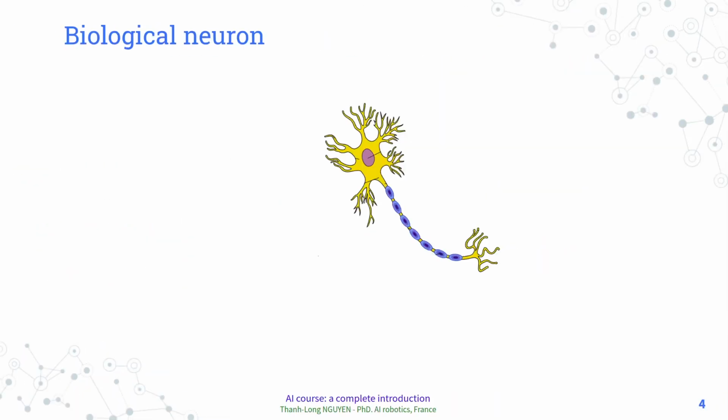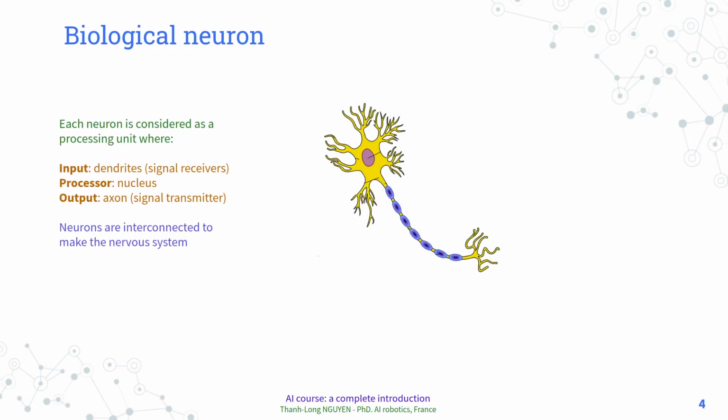Now let's look at the detail of a neuron. You can imagine that each neuron is like a processing unit with input, output, and a processor. Particularly, information comes to the neuron's dendrites, and the nucleus processes this information in terms of an activation. Finally, the axon is responsible for transmitting signals out of the neuron.